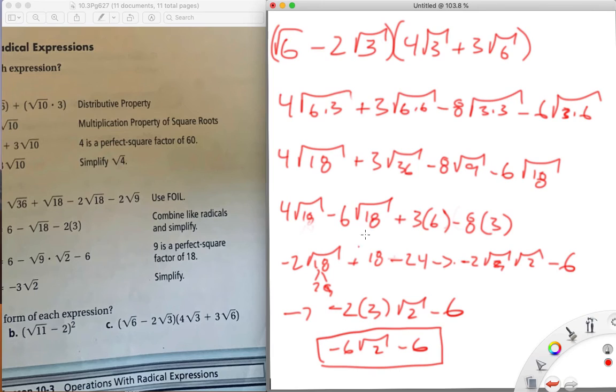Yeah, I added some extra steps there, but if you can see it mentally, like the root 18 is 2 and 9, or you can multiply these out already. You don't have to do this expanded part here. I just did that to show you where those radicals were coming from.